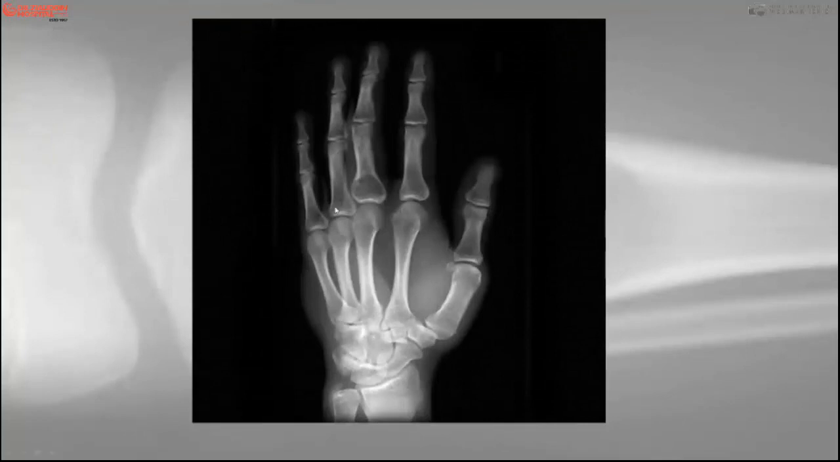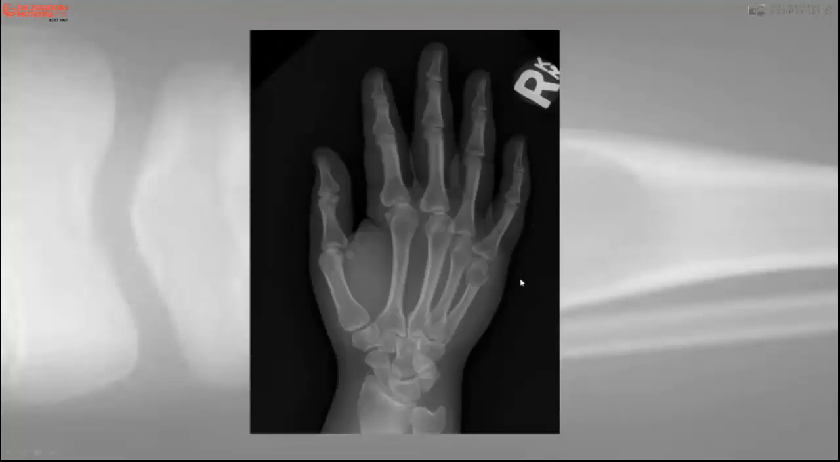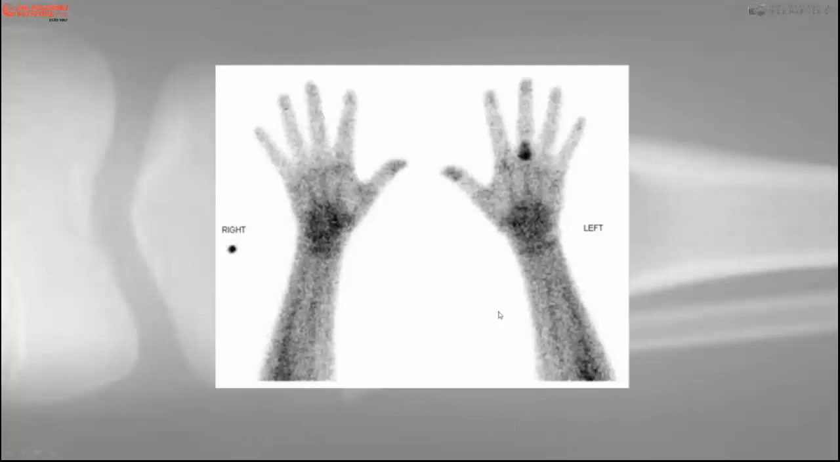Again, you see a small enchondroma at the base of the pelvis. Pathological fracture along with the enchondroma. High uptake on the bone scan.